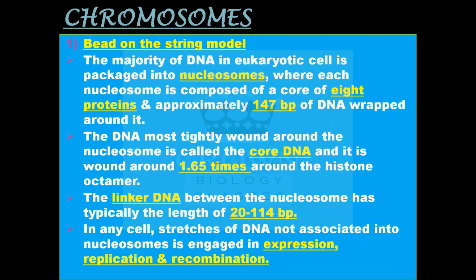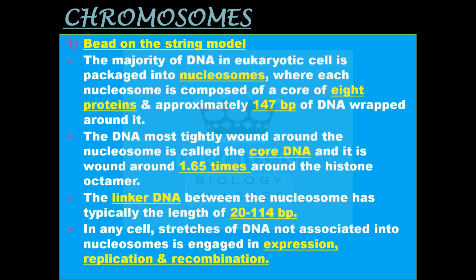Starting with the first level of DNA packaging in eukaryotes, the first one is the bead on a string model. The majority of DNA in a eukaryotic cell is packaged into nucleosomes. And what does a nucleosome consist of? A nucleosome consists of a core of 8 proteins and approximately 147 base pair of DNA wrapped around it. We know the structure of a nucleosome, that a nucleosome consists of 8 proteins, and the DNA is also wrapped around those proteins, and the length of that DNA is 147 base pair.